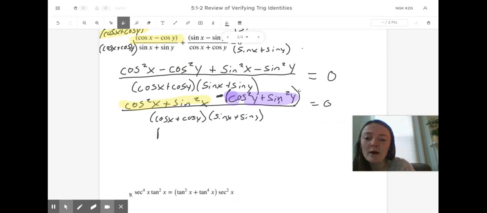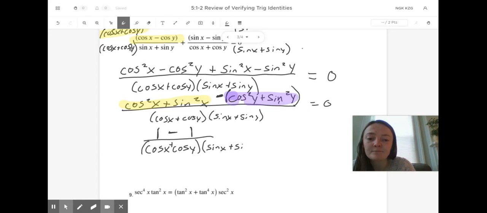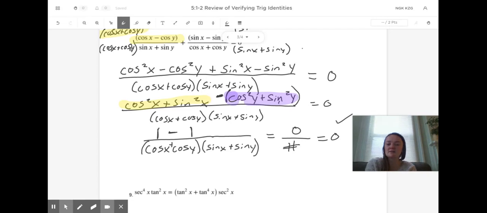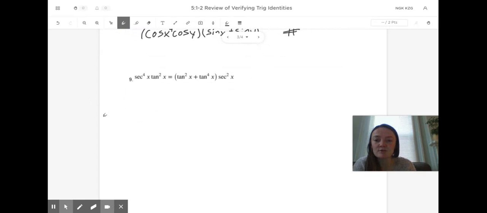This is going to be 1 minus 1 all over cosine x plus cosine y times sine x plus sine y. Well, 1 minus 1 is equal to 0, and 0 over any number besides 0 is equal to 0. And so this right here verifies to be 0. All right, let's move on to the last question before true or false.